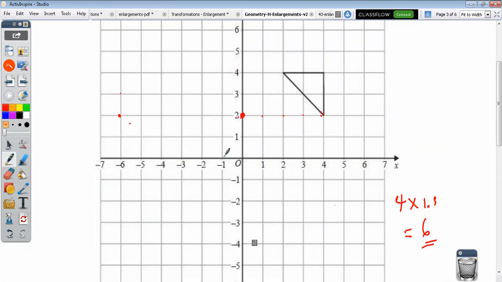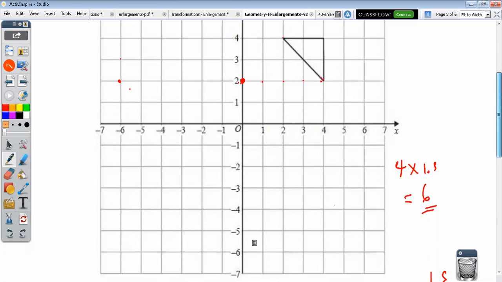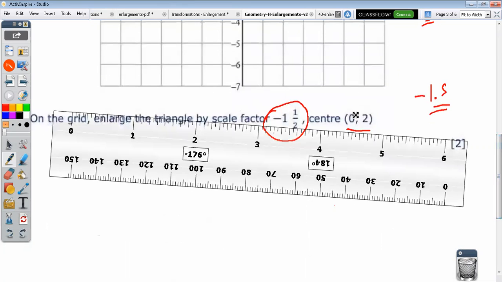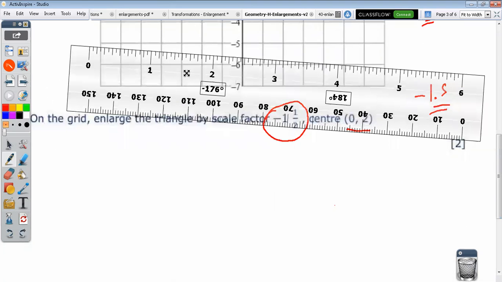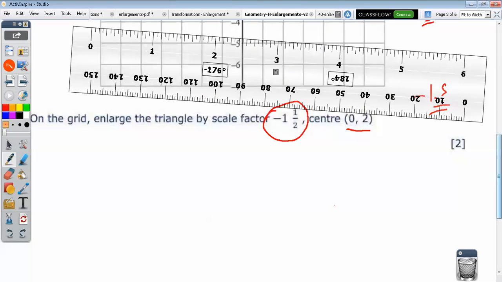Then, the point that is tricky is this point here. Now we actually have to measure in centimeters. But anyway, I'll show you what you can do without measuring.